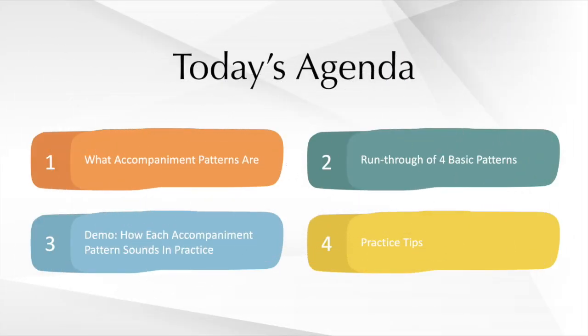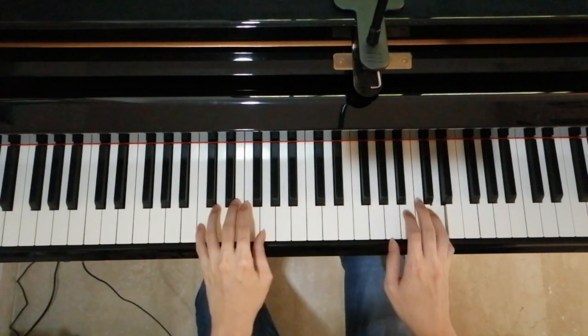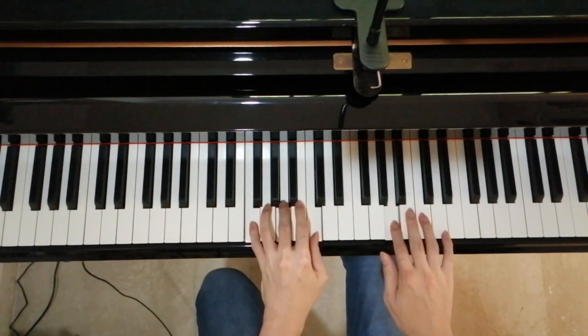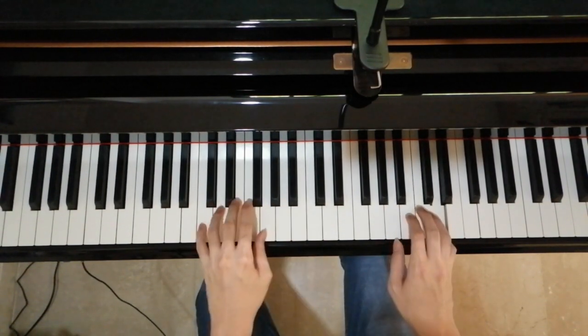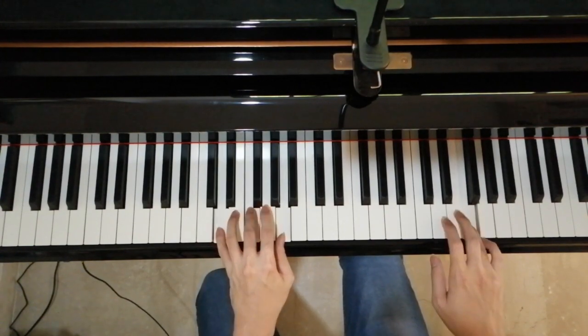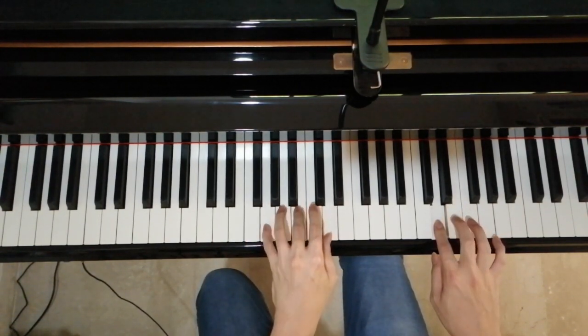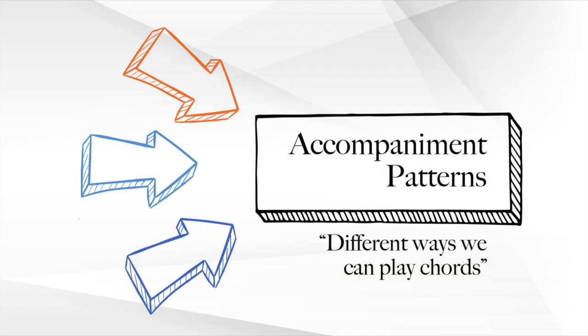When we start off with playing chords, we often play each chord 2 or 4 times depending on the length of the bar, like this. However, there are many other ways we can play the chords to make our playing sound better. These different ways we can play these chords are known as accompaniment patterns, and in this video, I'll show you 4 simple basic accompaniment patterns you can apply to your playing to make it sound more exciting.